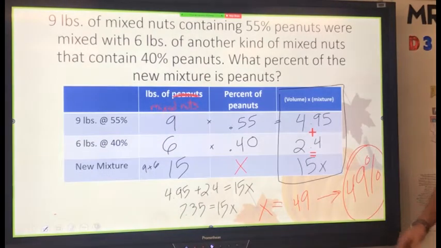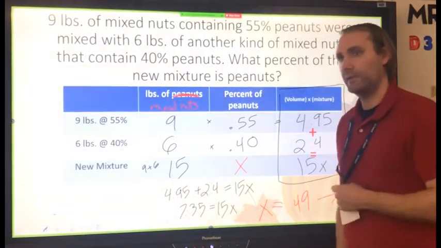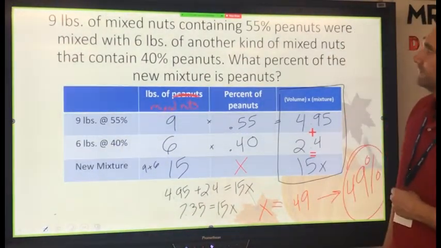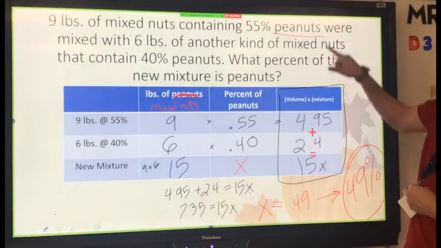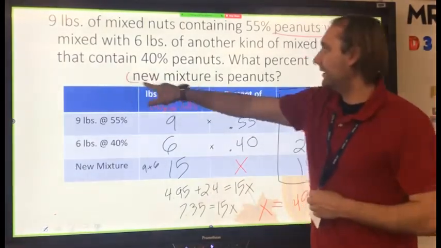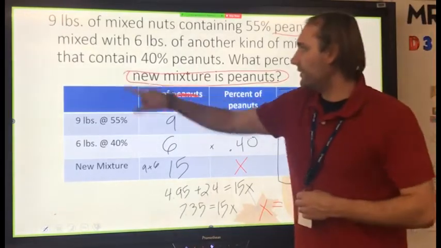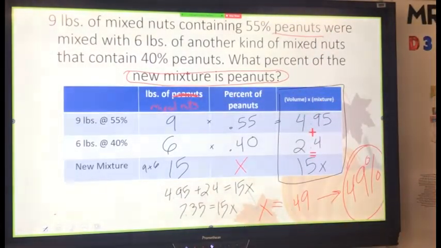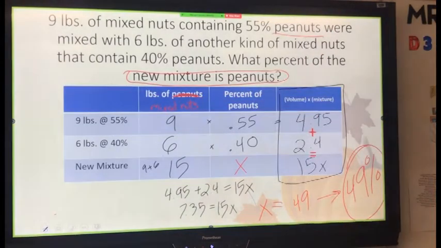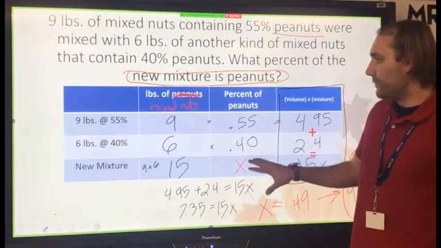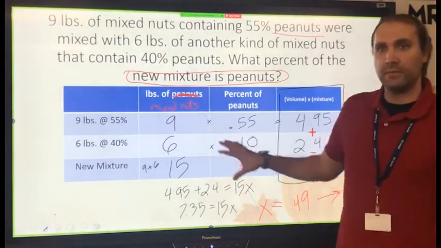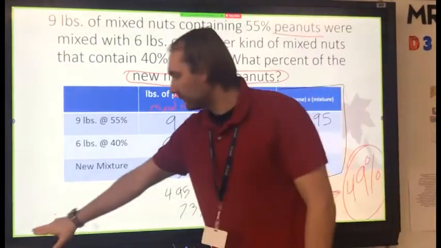49% of the new mixture. The new mixture is peanuts. Yep, so my new mixture is 49% peanuts. So, now let's move this variable to a different spot in our table.